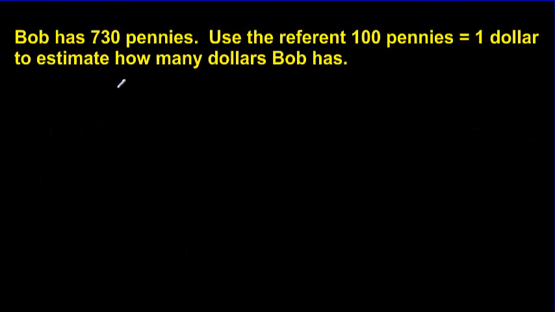Now we're going to shift from objects such as people and stars and happy faces over to money. And we have an example. Bob has 730 pennies. That's a lot of pennies. Use the referent, 100 pennies is equal to $1, to estimate how many dollars. There's a lot of words in here. We've got to estimate. We don't want an exact answer. We just want an estimate of how many dollars Bob has. So we know 100 pennies is equal to $1. He has 730 pennies.